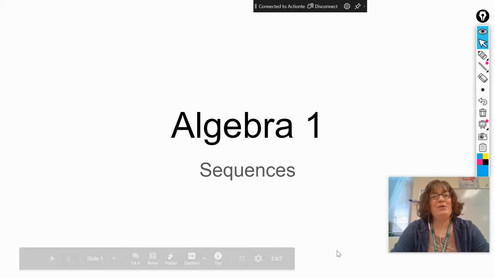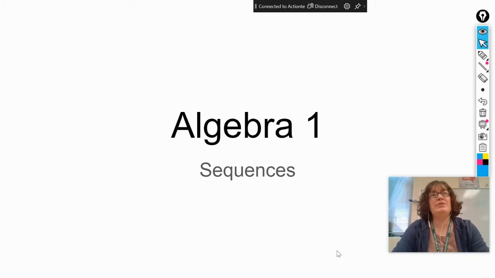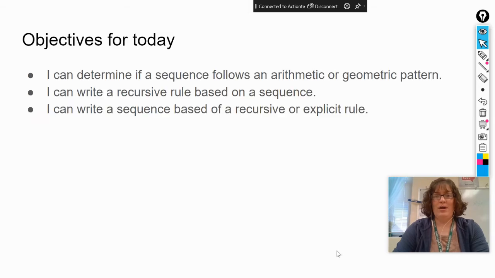All right, today we're looking at sequences. Again, we've talked about sequences before when we were talking about linear equations. Today we're going to experience sequences when we talk about exponential functions. And so we're going to look at both of those things today. So let's take a look at what we're going to do.